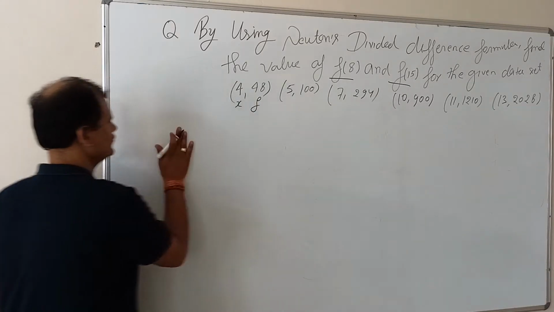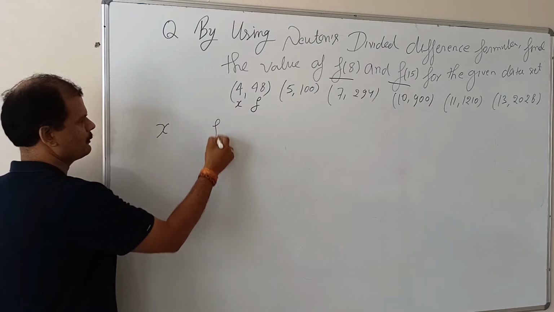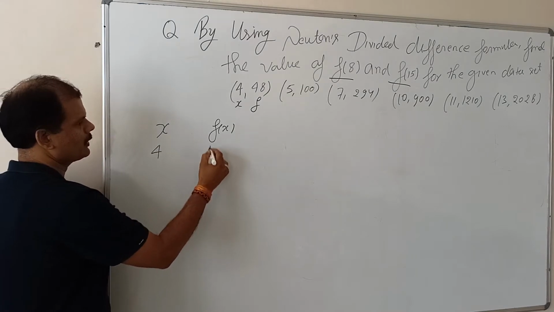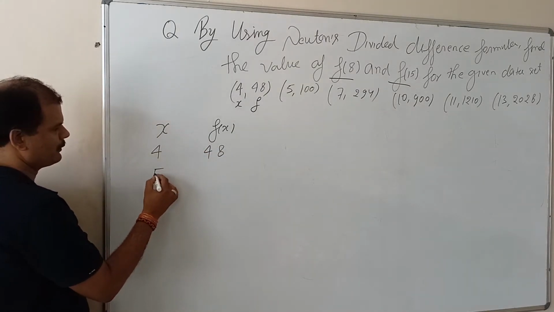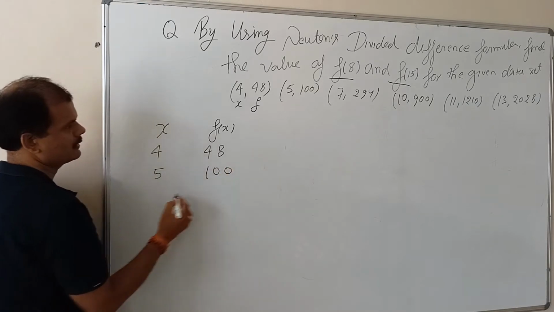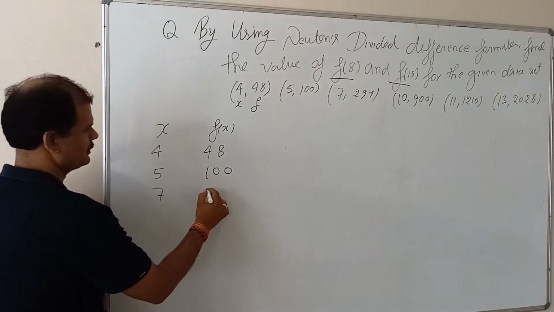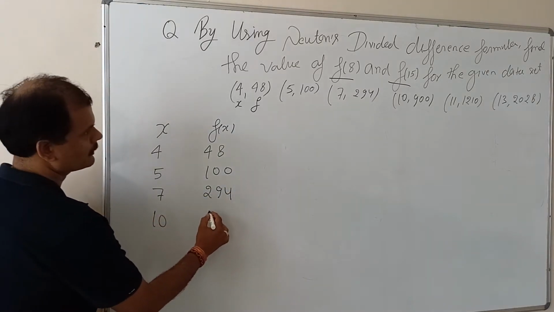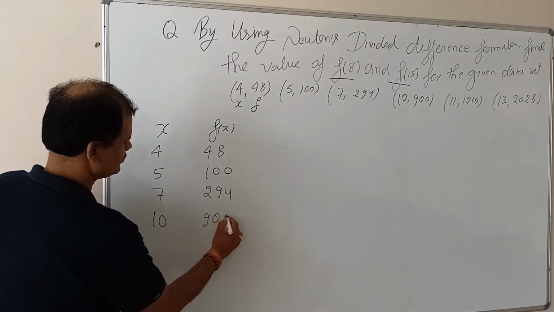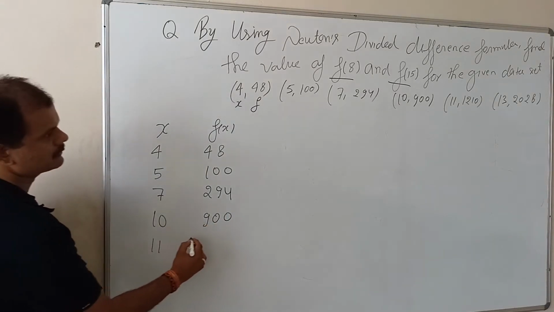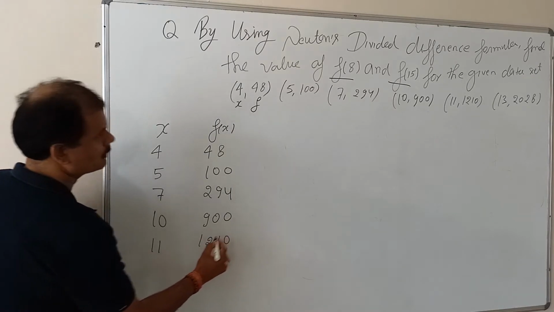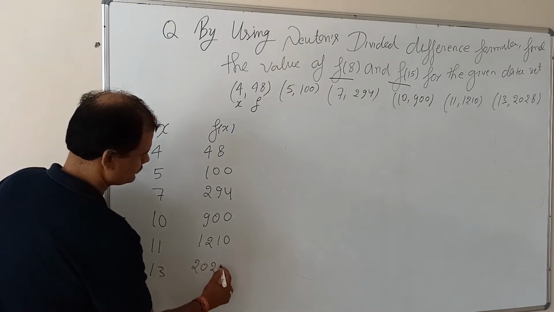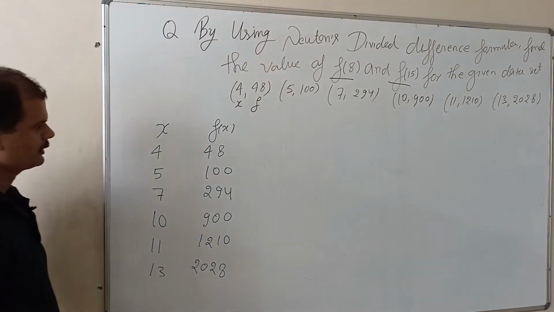So here we have x. Let me write from here x. This is your f of x. Fine. So x equal to 4, f equal to 48. x equal to 5, f equal to 100. x equal to 7, f equal to 294. x equal to 10, and we have 900. x equal to 11, 1210. And x equal to 13, we have 2028. So these are your data points.